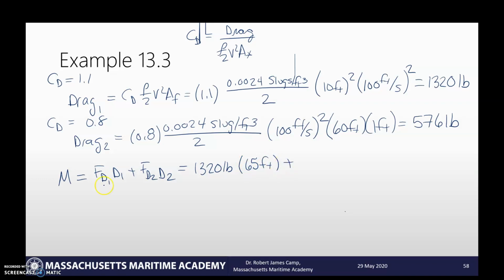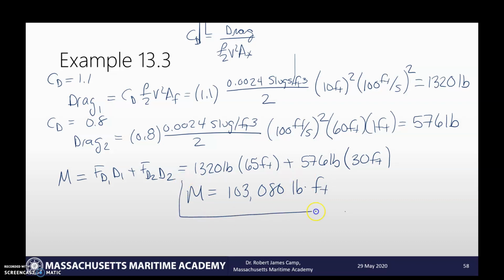And then we're going to add to that the moment of the second drag, 576 pounds. The location of that centroid's right at 30 feet. And so, if I put all that together, the moment is going to be 103,080 pound-feet, or foot-pounds. That is the moment that we will have to resist at the base of the sign at that wind velocity.